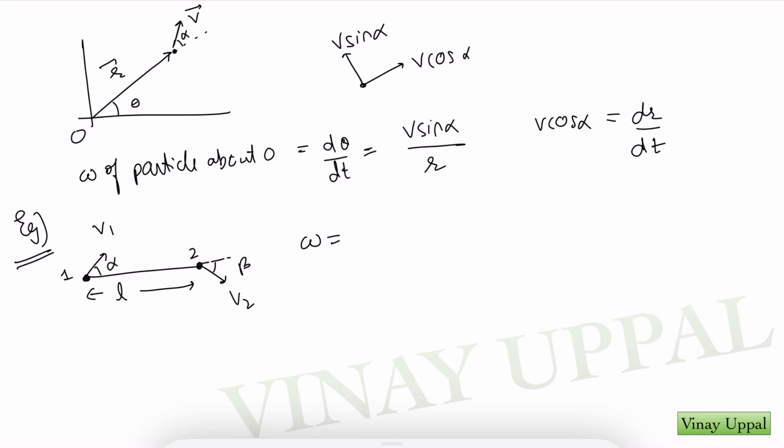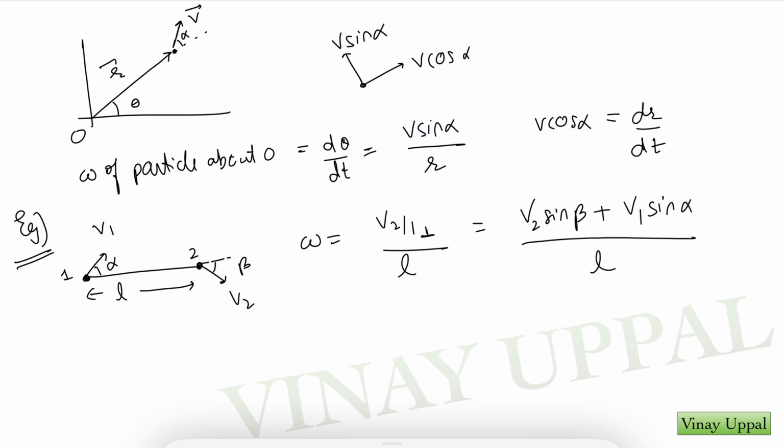So here in this case, if I just write the velocity of 2 with respect to 1, and the component perpendicular to the line connecting them, divided by L. So what will be v21? The relative velocity would be, see, this has a component perpendicular to the length as v2 sin beta in the downward direction, and this has v1 sin alpha in the upward direction. So the relative velocity would be v2 sin beta plus v1 sin alpha, plus because they are in opposite directions, divided by L. So this will be the angular velocity of the line connecting points 1 and 2.